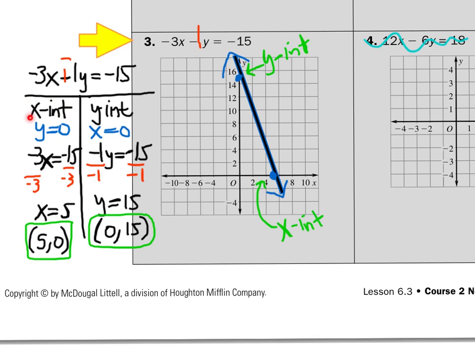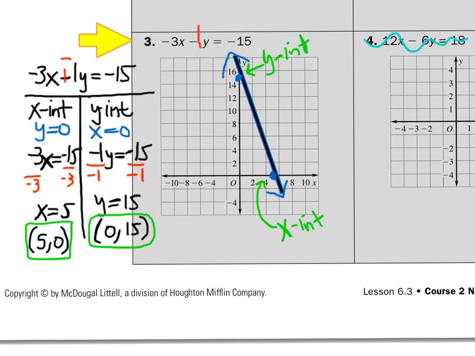When we're trying to find the X-intercept, the Y has to be 0. So I want you to cover up where you see the Y. Cover it up, you can't see it. And notice how you see negative 3x equals negative 15. That's what I want you to write, and that's what I want you to solve. Negative 3x equals negative 15.